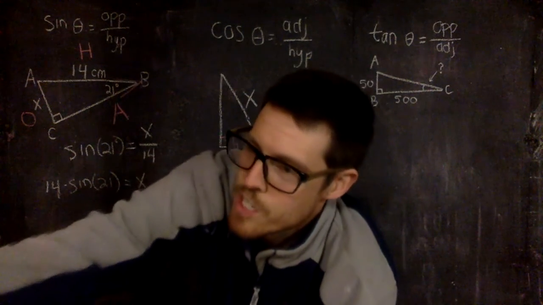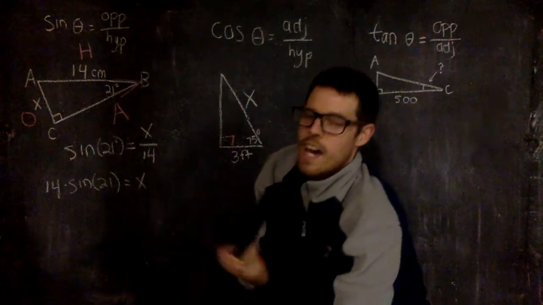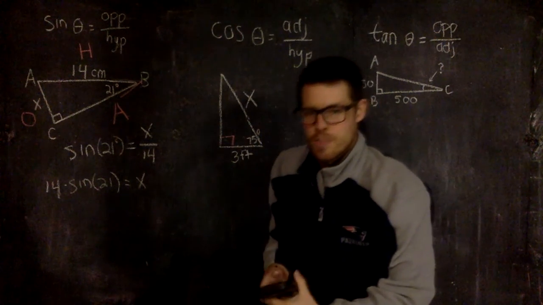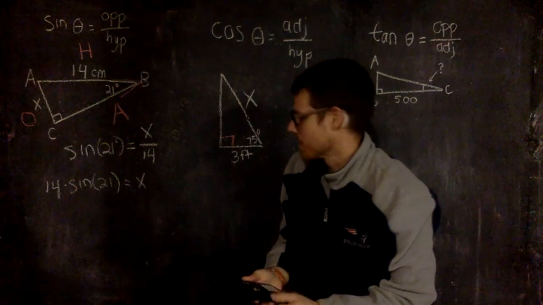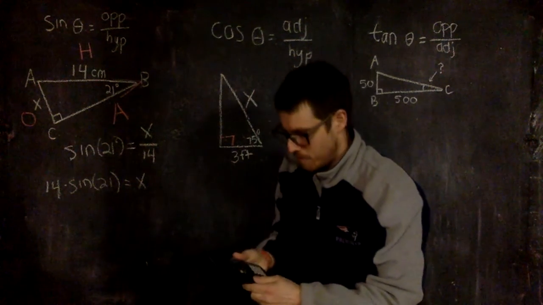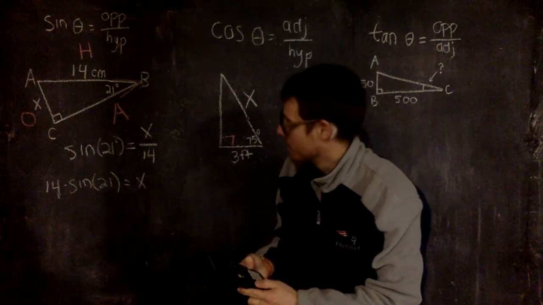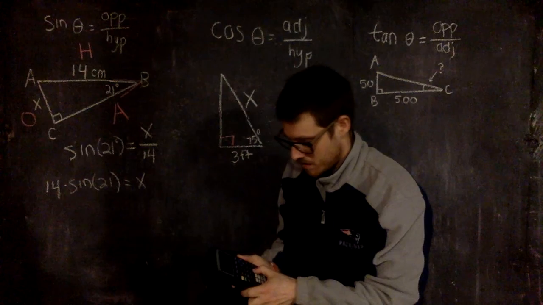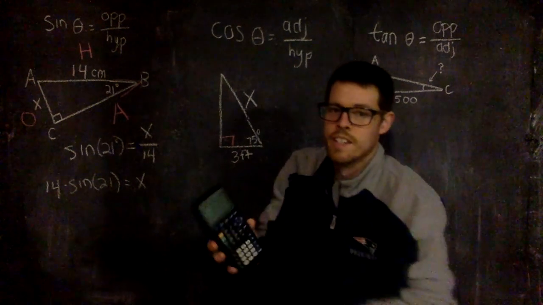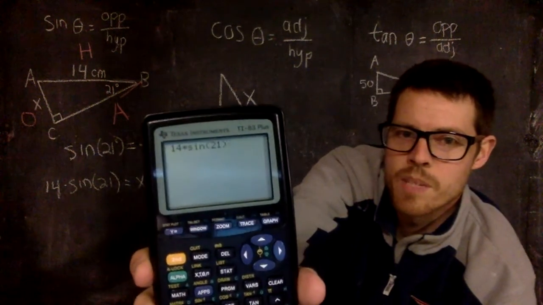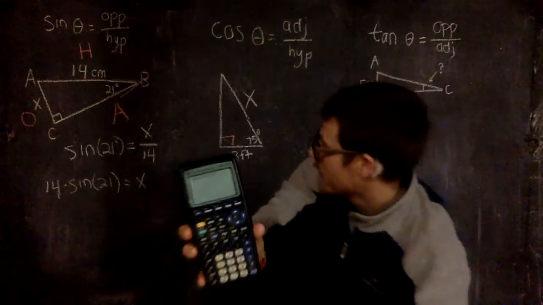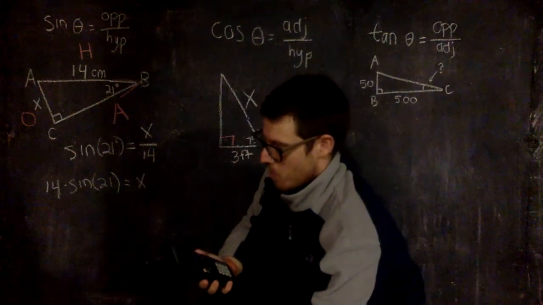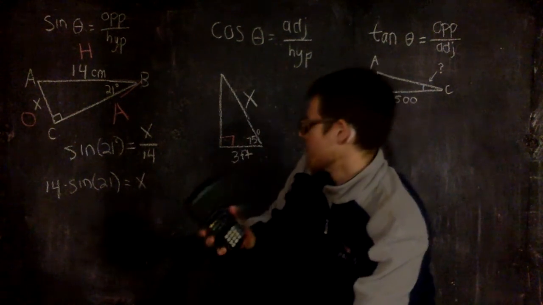What I have is my trusty TI-83 Plus. You could probably do this with a phone calculator as well. Whatever you have that can access the trig function. I'm going to type in 14 times sine 21, close parentheses. You can see from my display, this is what I'm looking at. And then I'm just going to hit equals, and I'm going to get 5.0171. That's way too much information.